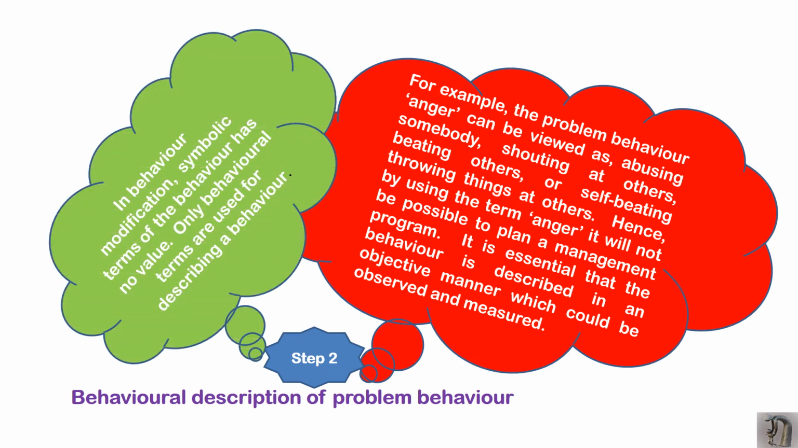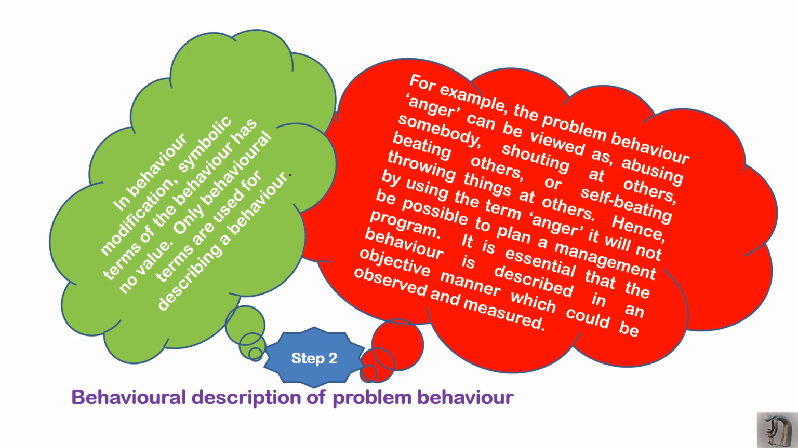In behavior modification, symbolic terms of the behavior have no value. Only behavior terms are used for describing behavior. That means behaviorally, he is shouting at others, he is throwing objects, and these are the characteristics of anger. Once you know, then only you can plan it out; if not, you cannot. So behavior description of problem behavior is very, very important.